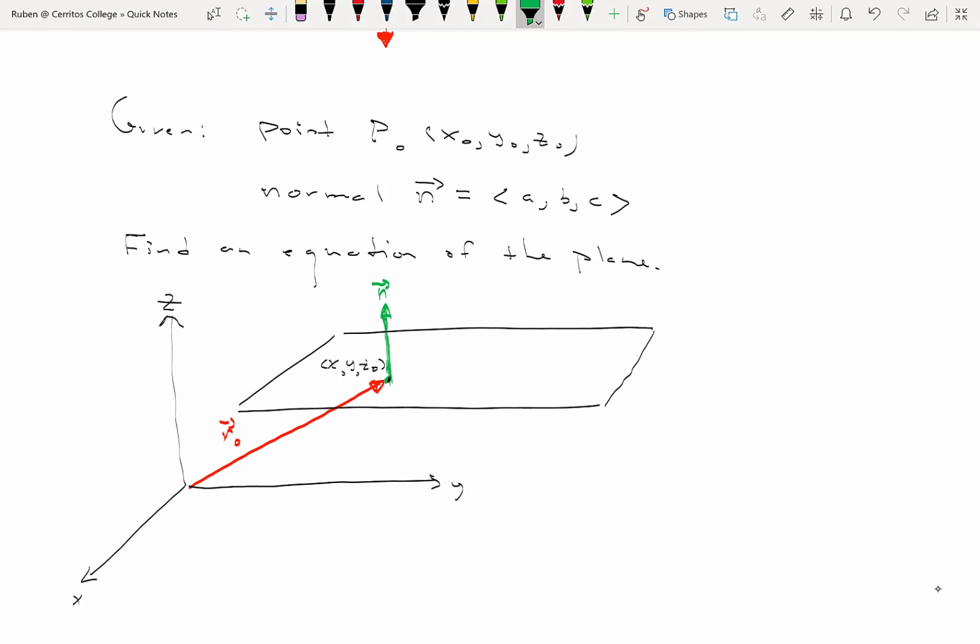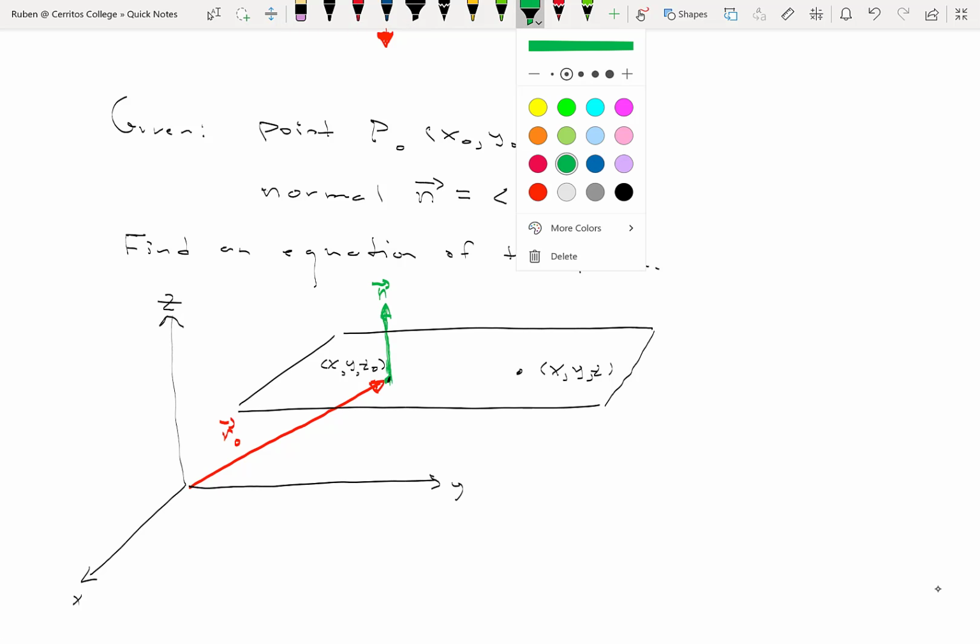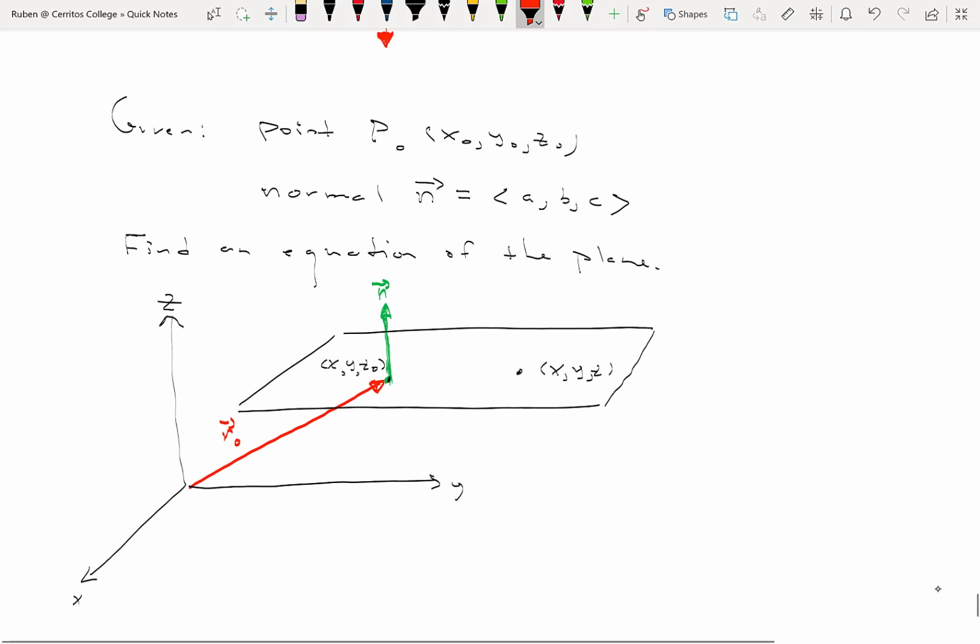Okay, then I'm going to select an arbitrary other point on the line. I'm going to draw a different point on the line other than x naught, y naught, z naught. I'm going to draw it right there. It's some point, a variable point, if you will, x, y, z. Then I'm going to draw a position vector to that point, in red again here. So here's a position vector to that point. I'm going to call that position vector R.